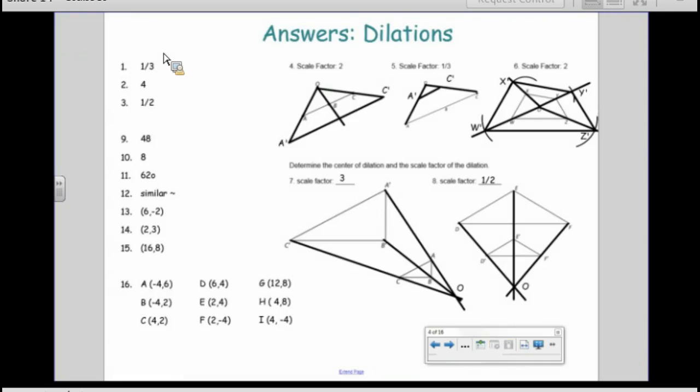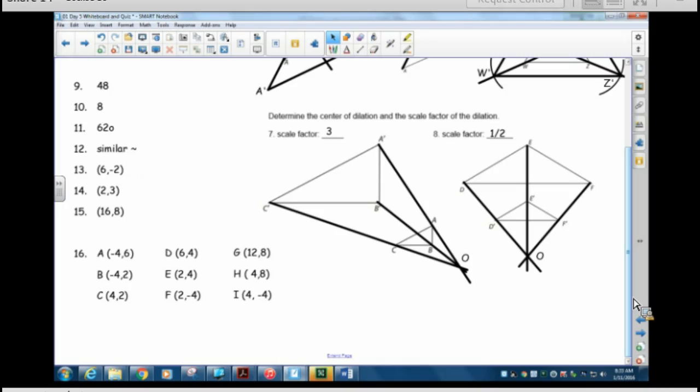Dilation homework answers. I did send these out on my Remind, but I want them to be on the recorded lesson, okay? So is everyone okay with that? We found a typo on that one. Number 16i should be 4, negative 8. Good catch, Aaliyah, thank you.